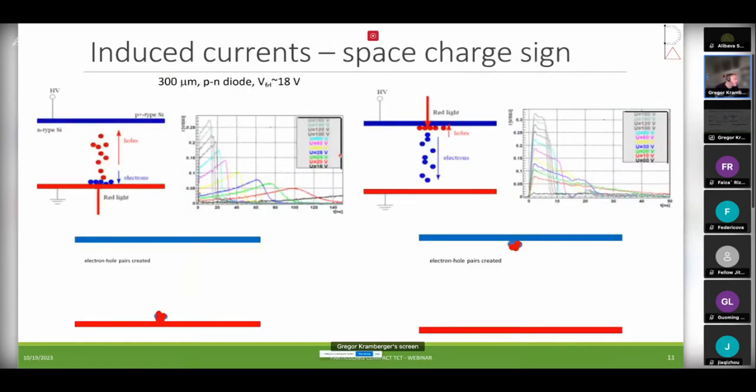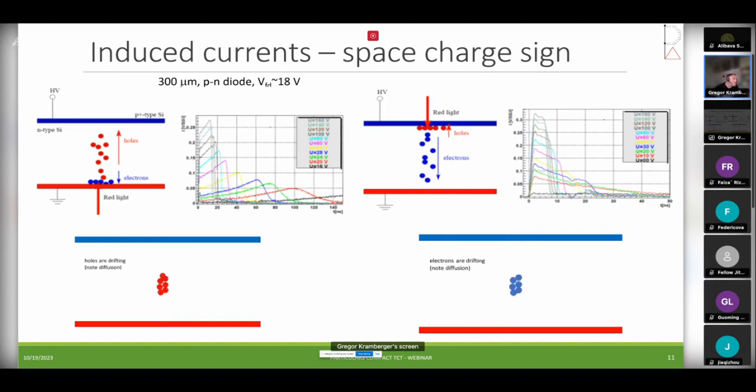So there are some illustrations of how this looks like. You can see how the holes, in this case, if you inject the light from the back, drift. Basically, if you use the short wavelength, you look only at the movement of holes. If you use it from the top, you can only look at the movement of electrons, and you can nicely see how these currents look like.